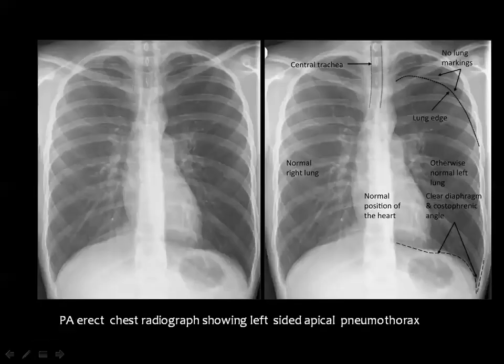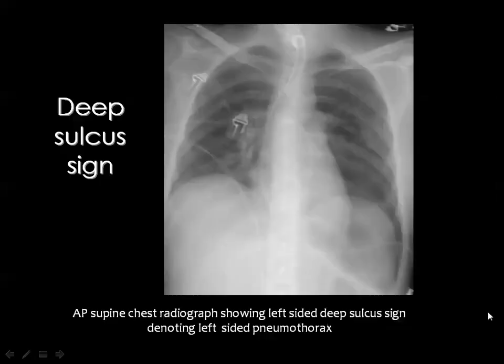If you look here, you can hardly see the pleural line, indicating the presence of a minor pneumothorax in the apex of the left lung. And here is the diagram demonstrating the pleural line, the area of pneumothorax, and somewhat, let's say, flattening of the diaphragm.